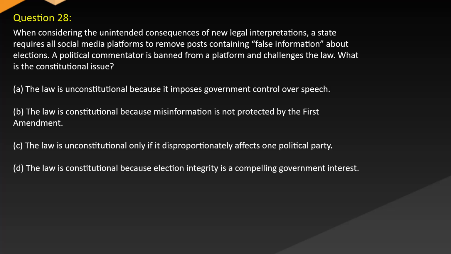A. The law is unconstitutional because it imposes government control over speech. B. The law is constitutional because misinformation is not protected by the First Amendment. C. The law is unconstitutional only if it disproportionately affects one political party. D. The law is constitutional because election integrity is a compelling government interest.